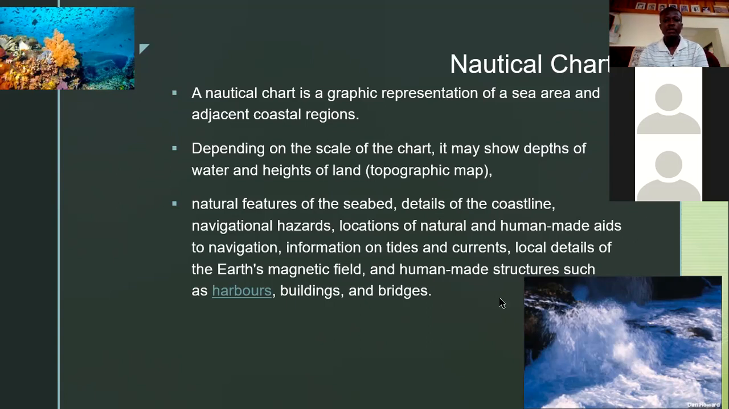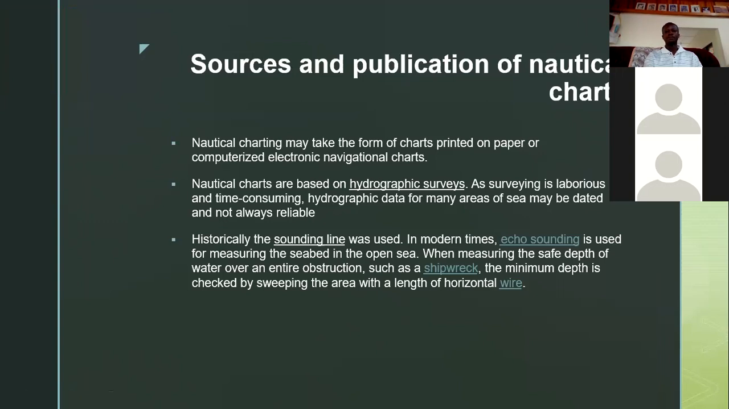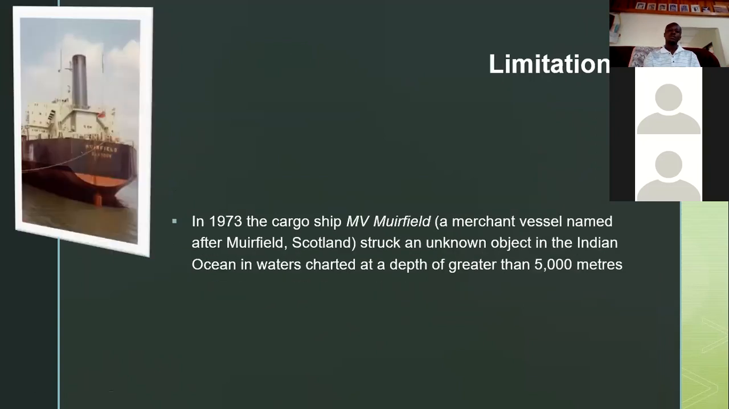So we should be able to map and get what is happening there. I'm going to end this lecture very soon. Nautical charts should always be up to date. That's the thing about them, so that we can actually work with the most current data. There are limitations to it, of course.